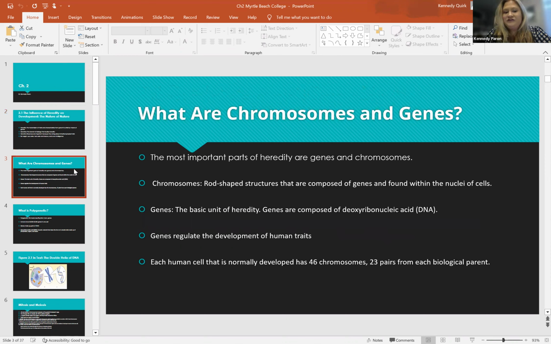So what are chromosomes and genes? The most important parts of heredity are the chromosomes and genes. Chromosomes are rod-shaped structures composed of genes. They can be found in the nuclei, or the center, of the cell. Genes are the basic unit of heredity. These are the broken down forms of DNA in the genes. Genes can be regulated and actually regulate human traits that we have. And each human normally has about 46 chromosomes, 23 pairs from each biological parent.